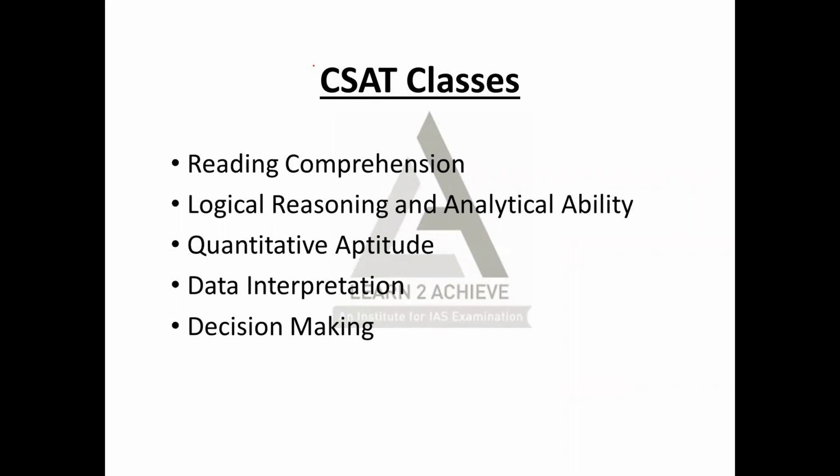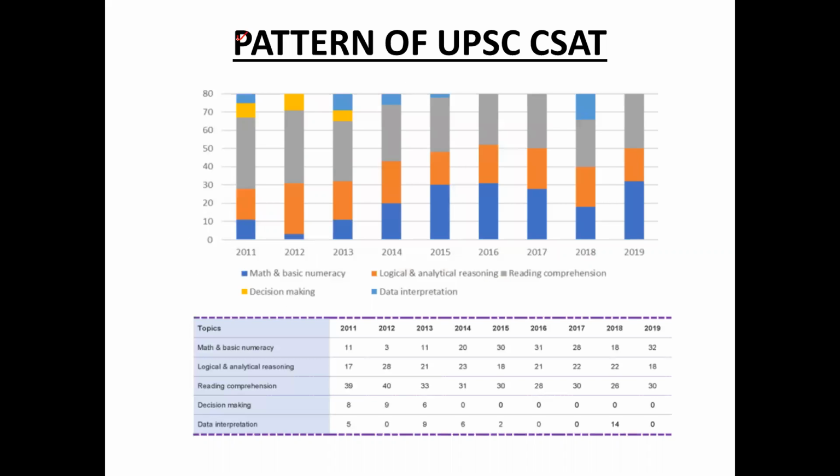Okay, so basically CSAT, you all know, is broadly categorized into reading comprehension, logical reasoning, quant, DI, and decision making. Now let us see the past pattern of UPSC, how many marks have been allocated for these specific topics. Here is the pattern of UPSC CSAT, and let's first see decision making. Decision making is this yellow one.